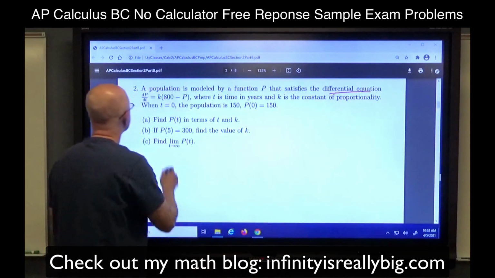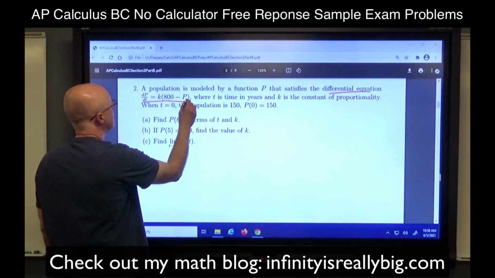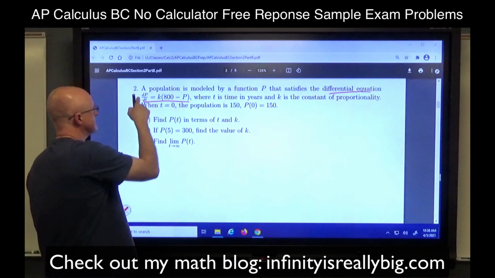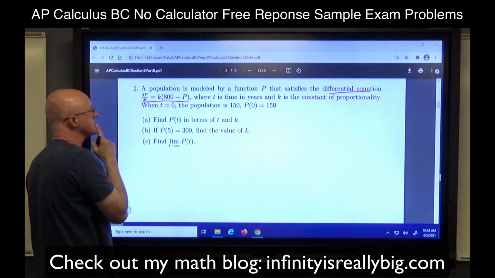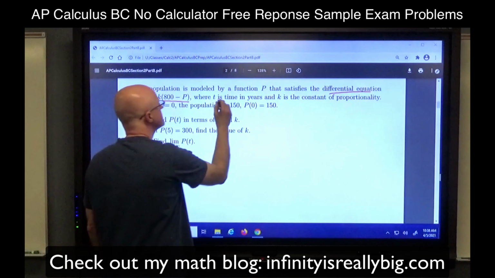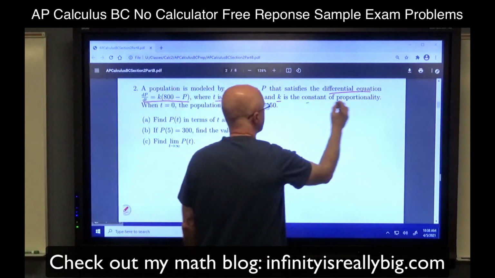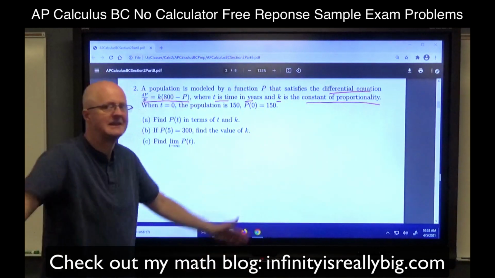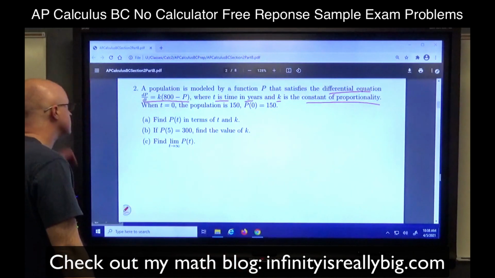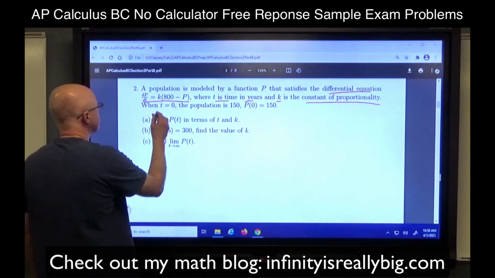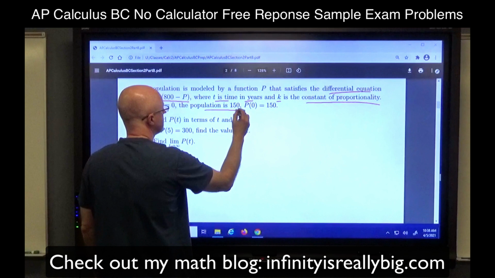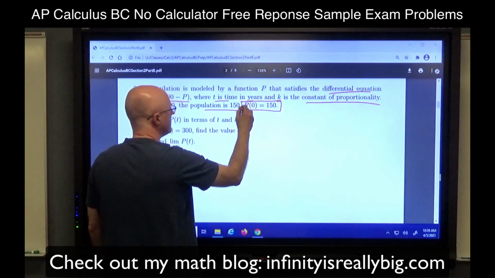What differential equation? This one right here, where t is time in years, and this is the derivative dp dt, the rate of change of p with respect to t. T is time in years, and k is the constant of proportionality. Not saying anything about whether this is a good model, we're just using it. When t equals 0, the population is 150. In other words, p of 0 is 150.